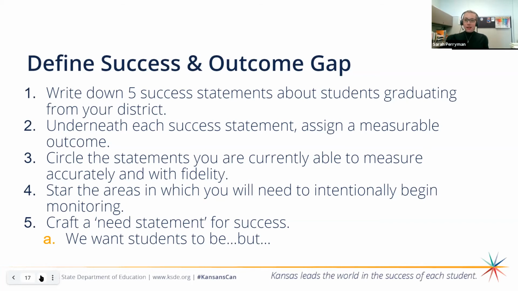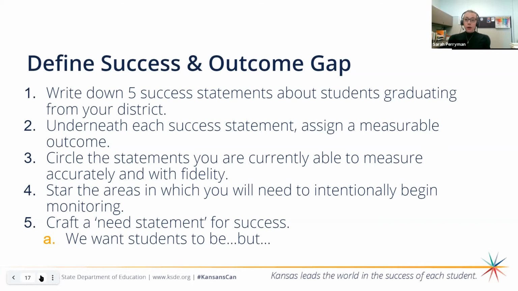It could go something like, we want our students to be perseverant, but we don't have a way of knowing that our students are capable of overcoming obstacles on their own. That's our need. We want our students to have this capacity or skill, but we don't have a great way of measuring it yet. So we don't know if we're hitting that bullseye or not.